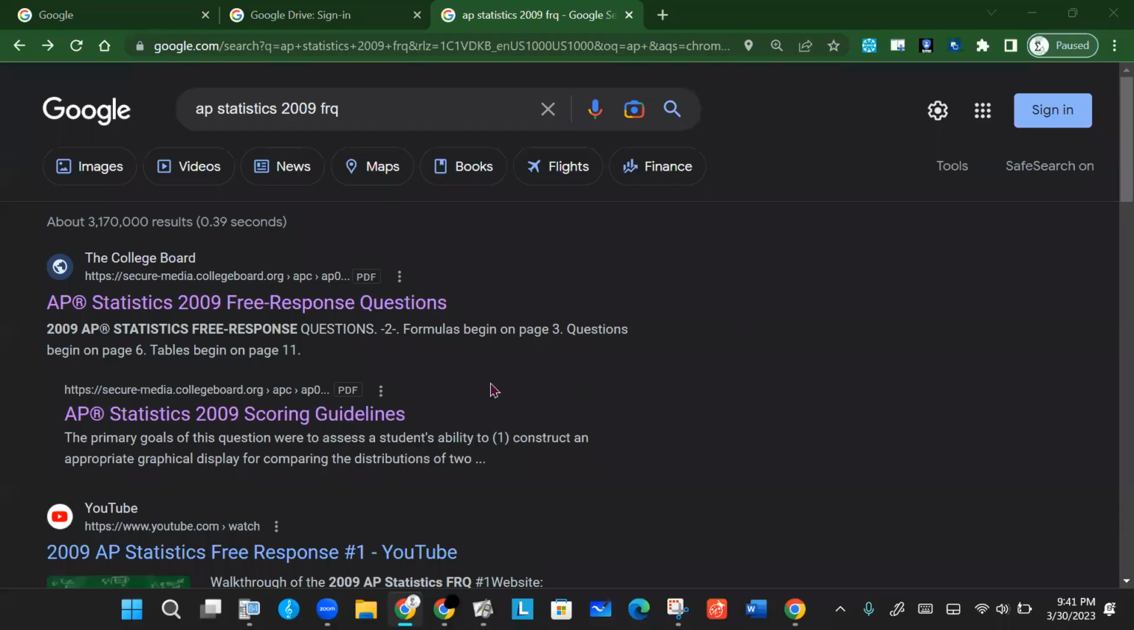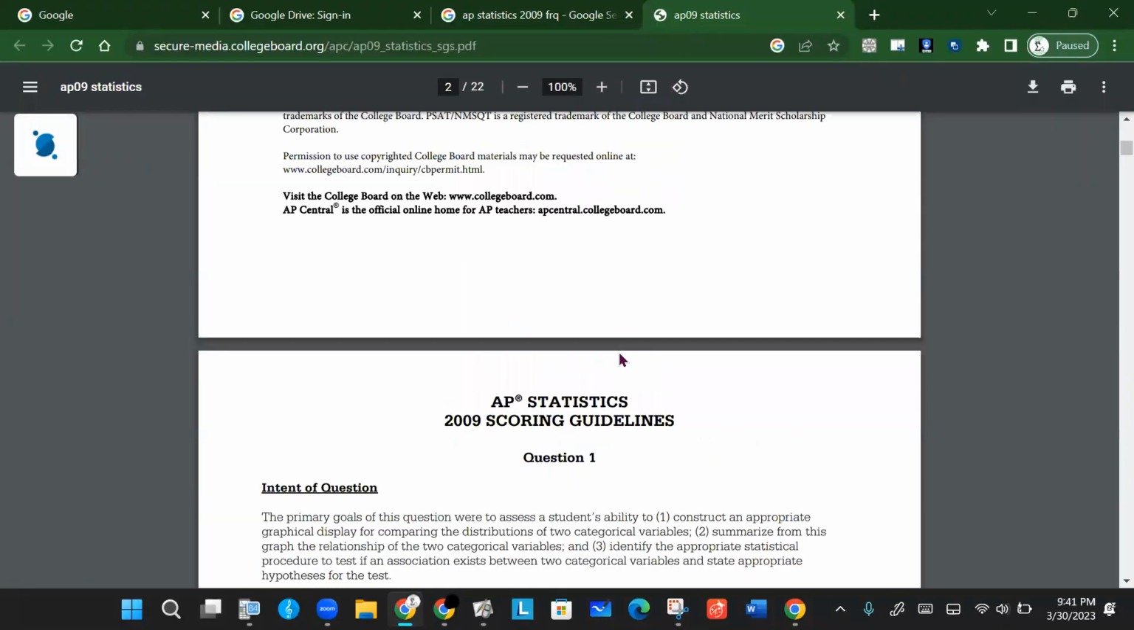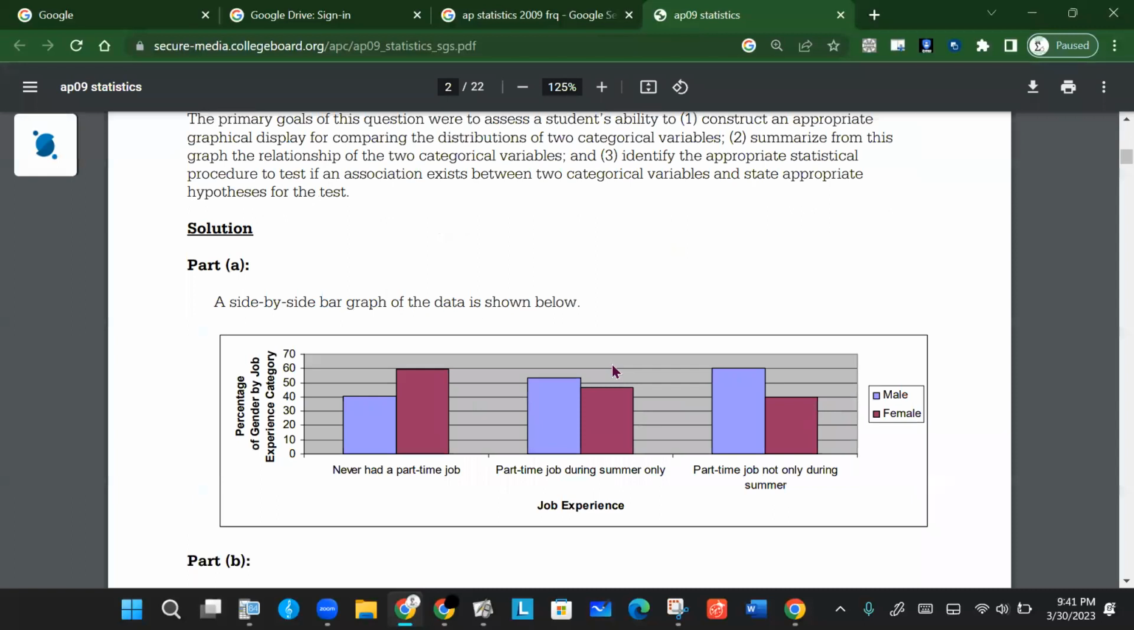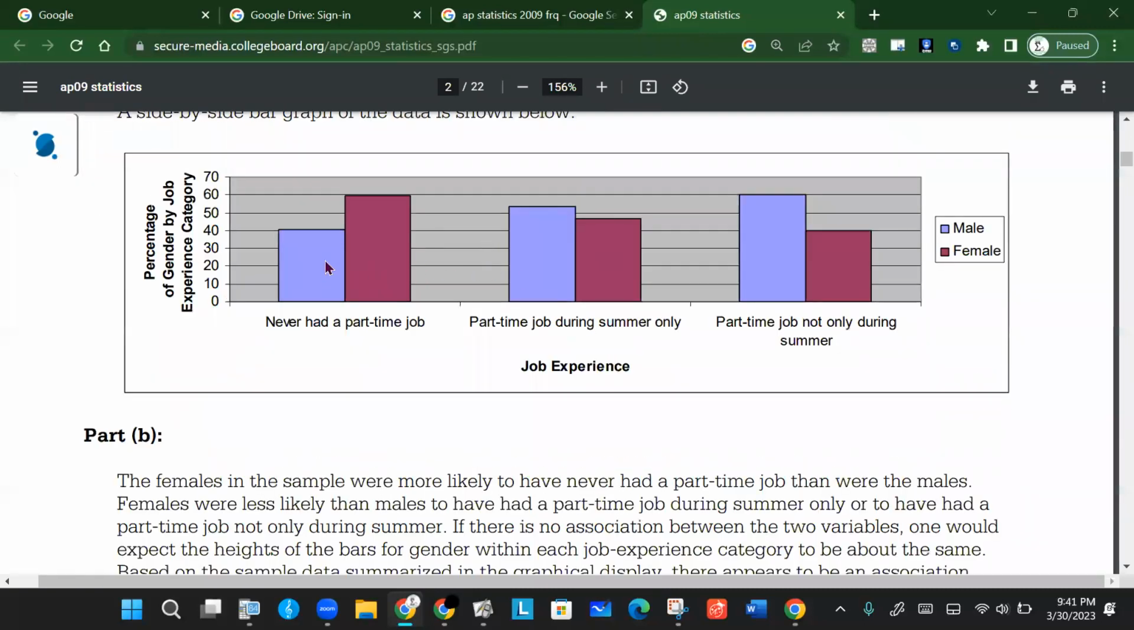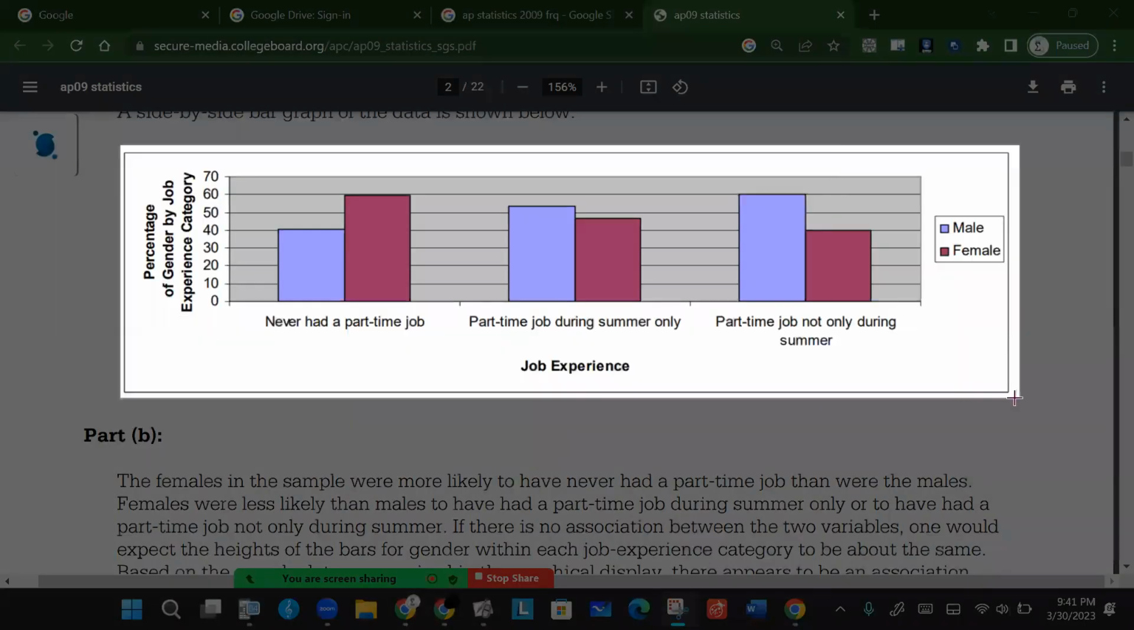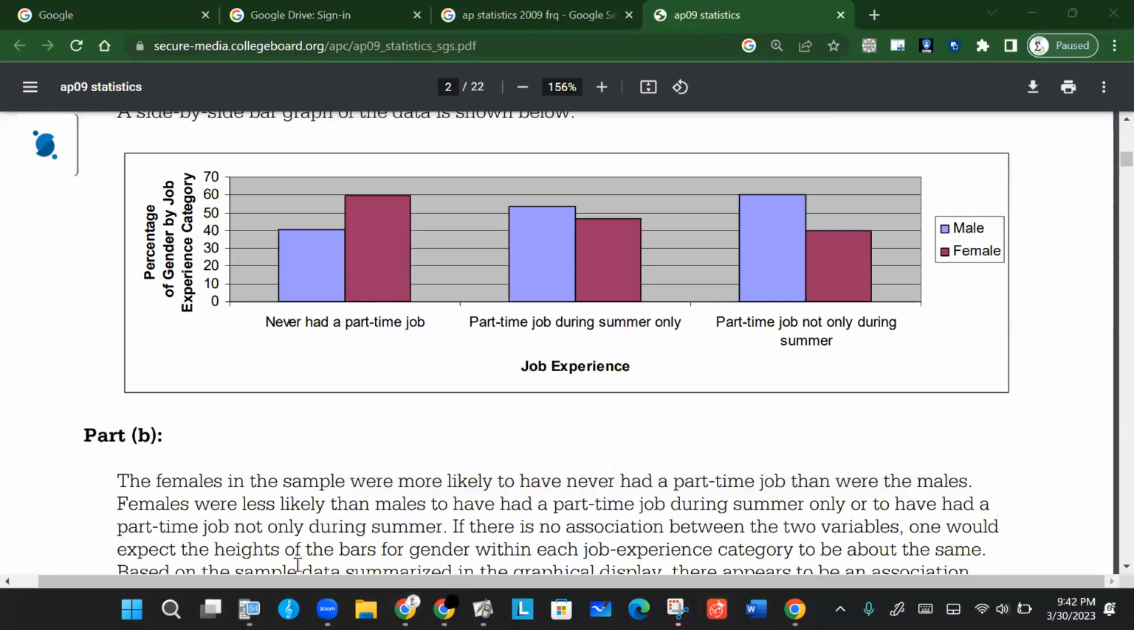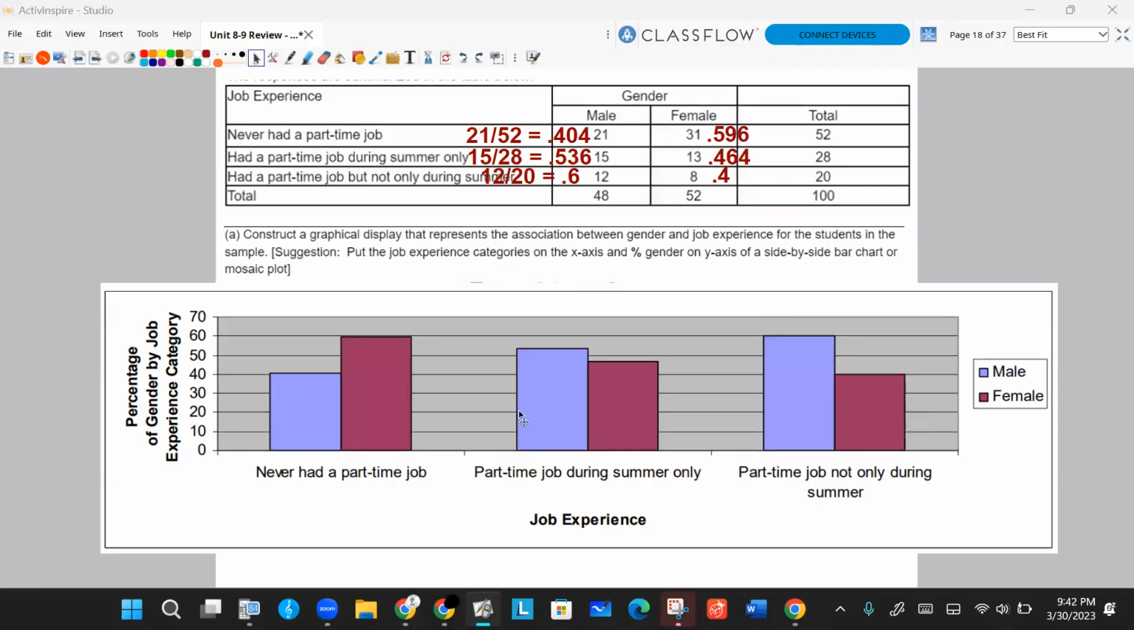This comes from the 2009 scoring guidelines. Let's open those up. This is actually question 1. This is what they use. They use a side-by-side bar graph. It doesn't really matter. As long as you have some sort of comparison between those two, with labels, that's the important part. So if you prefer that, just because it's a little bit cleaner, go for it. We can write that down here as well. Either one would be acceptable.